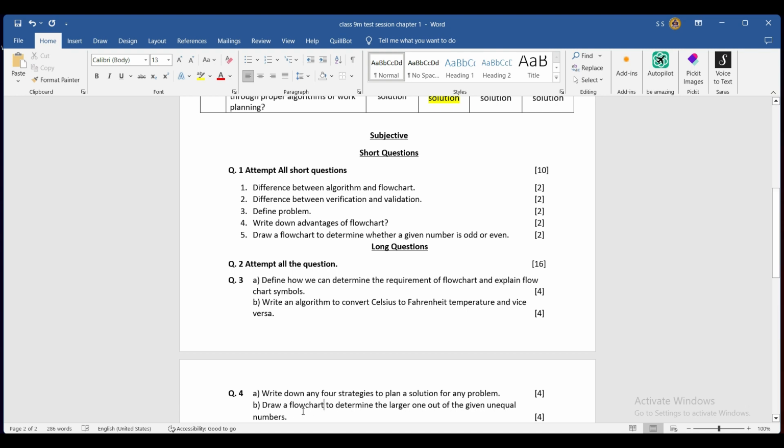Then B part is draw a flowchart to determine the larger one out of the given unequal numbers. So I hope it's pretty much clear to you. If you have any confusion, do let me know in the comment section box, then I will help you to make flowcharts of all these questions. Otherwise, I hope that you can do this, right?